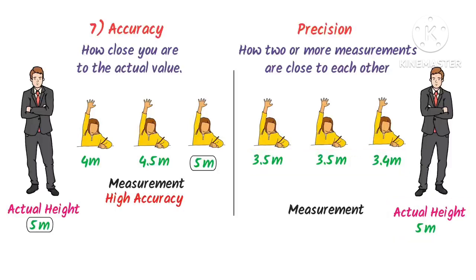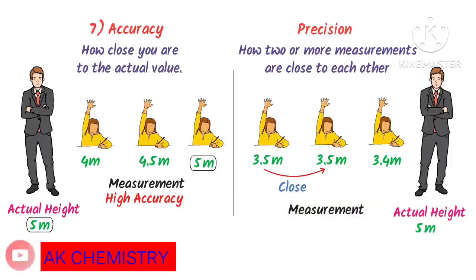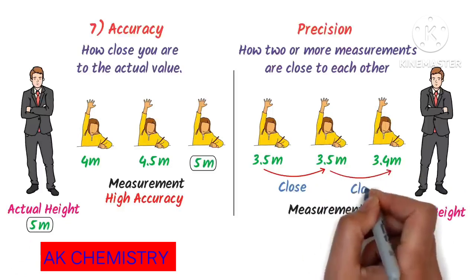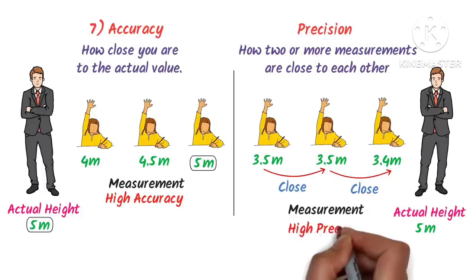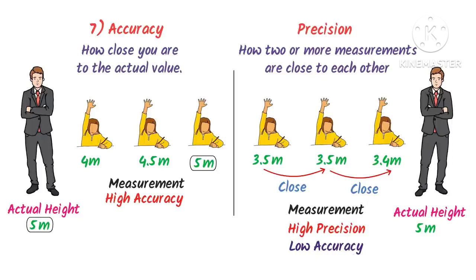Here we can see that this 3.5 and this 3.5 are close to each other, while this 3.5 and this 3.4 are also close to each other. The results of students are close to each other, so it has high precision. So we say that the first measurement of the student is close to the second measurement of the student, and the second measurement of the students is close to the third measurement of the students. So we say that it has high precision. Thus remember that it has high precision but low accuracy.